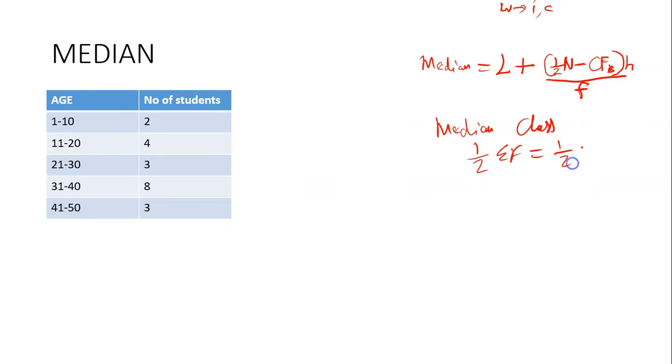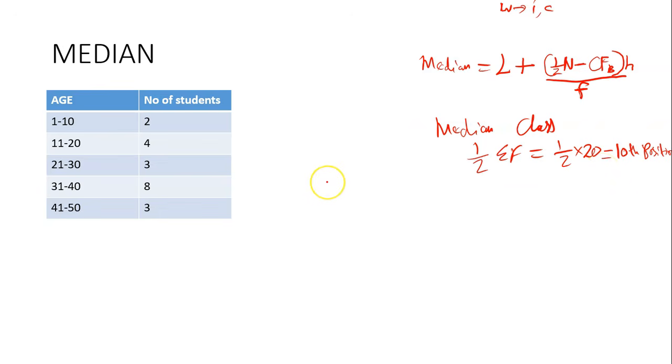So that's 1 over 2 times, what's sigma f? Sum of the f's, sum of the frequencies. And that is 20. So 1 over 2 times 20 gives you what? 10. And it means 10th position. So we need to locate the 10th position.